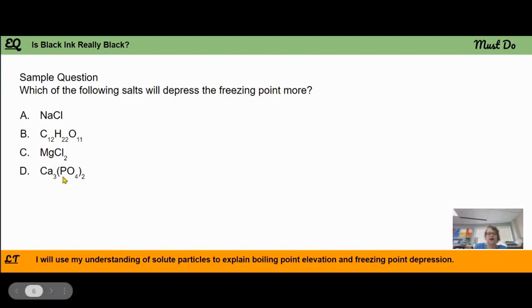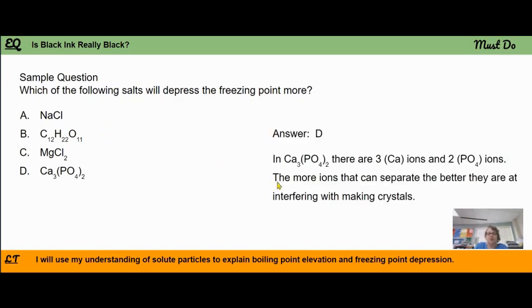And then we have calcium phosphate, where you have 3 calciums and 2 phosphates. So that's 5 particles. If we're looking at which of the following will depress it more, the 5 particles is bigger than the 3 or the 1. And so the answer would be D, because there are 3 calcium ions and 2 phosphate ions. That adds to 5. The more ions that can separate, the better they are at interfering with making crystals. Okay, so that is colligative properties.